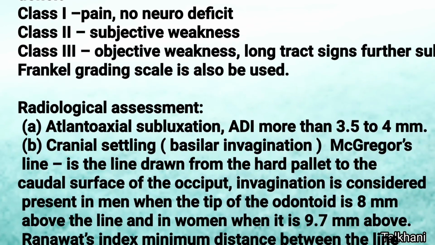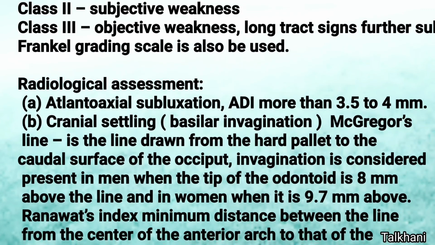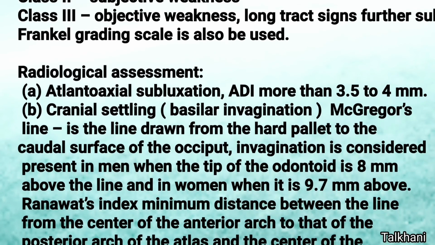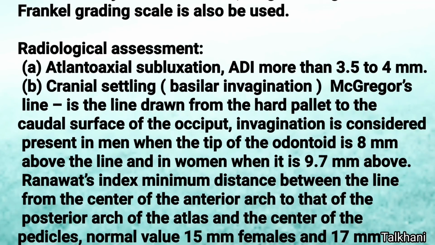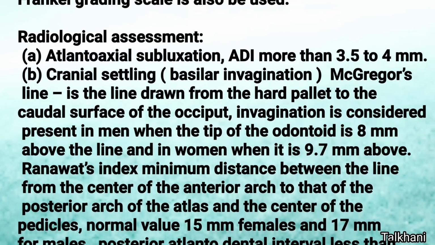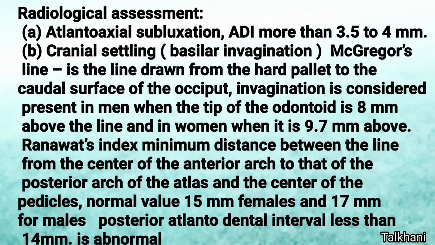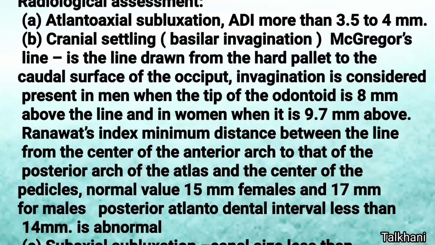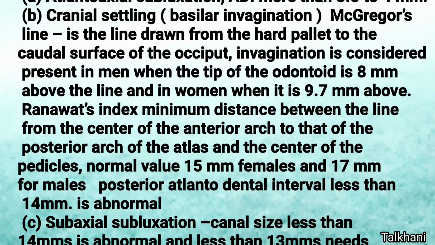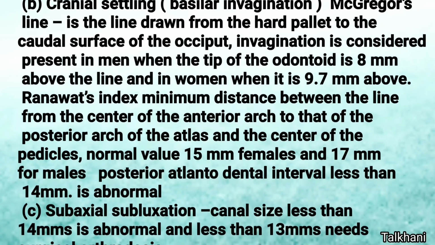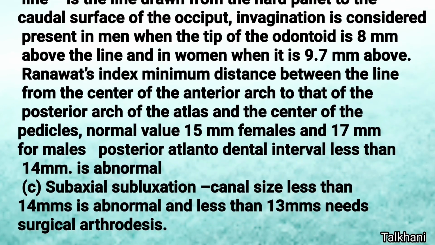Radiological assessment: number 1, atlantoaxial subluxation, atlanto-dens interval more than 3.5 to 4 millimeters is abnormal. Number 2, cranial settling, also known as basilar invagination. McGregor's line is the line drawn from the hard palate to the caudal surface of the occiput. Basilar invagination is considered present in men with the tip of odontoid 8 millimeters above this line, and in women when it is 9.7 millimeters above McGregor's line.